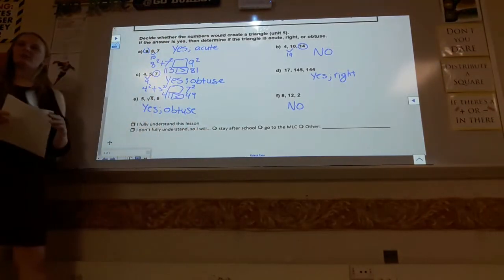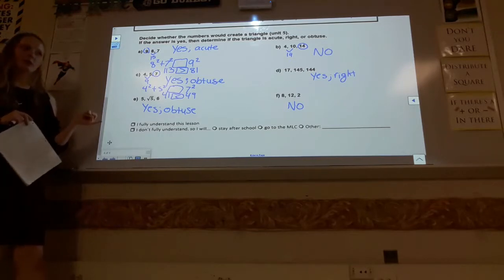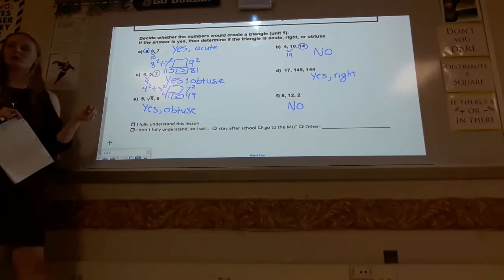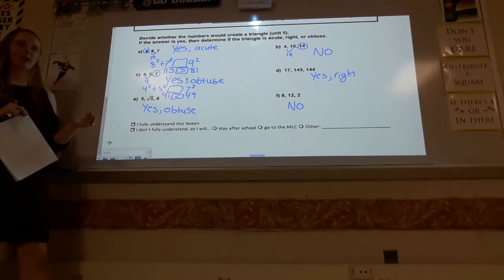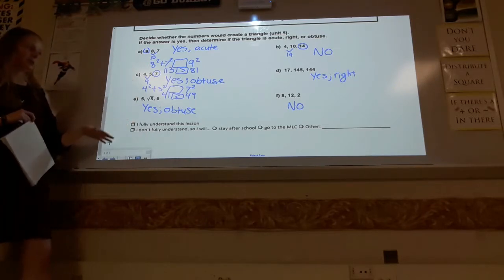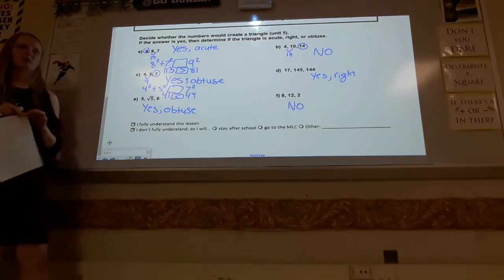Alright, so there are a couple different things that we talked about in this lesson. How to use the Pythagorean theorem to solve, how to use the converse of that idea to check if something is a right triangle or a Pythagorean triple, and then to see what kind of triangle it is if it's not a right triangle. Does anybody have any questions about those concepts?